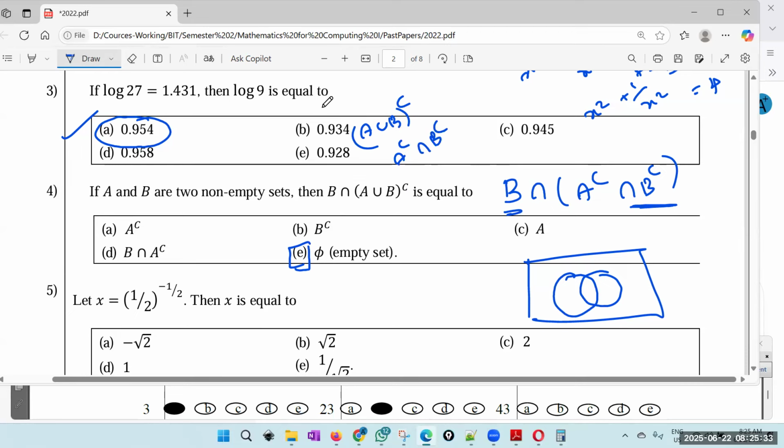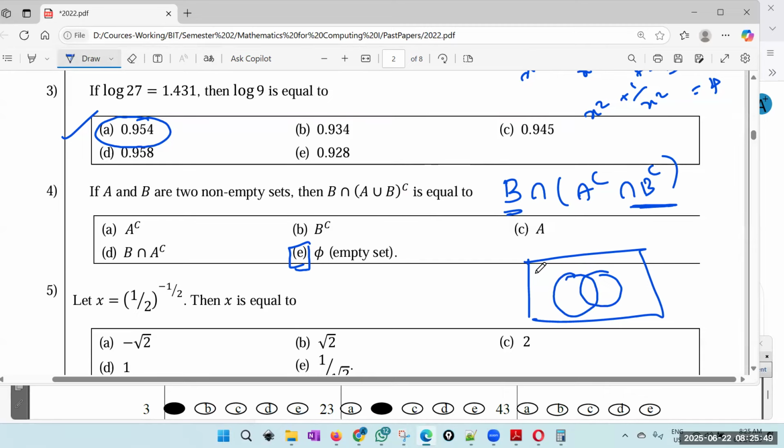And the other version is A intersection B complement is A complement union B complement. So two versions of the De Morgan rule. That is one of the rules we discussed under sets algebra. Okay, right. So let's look at the second approach also.